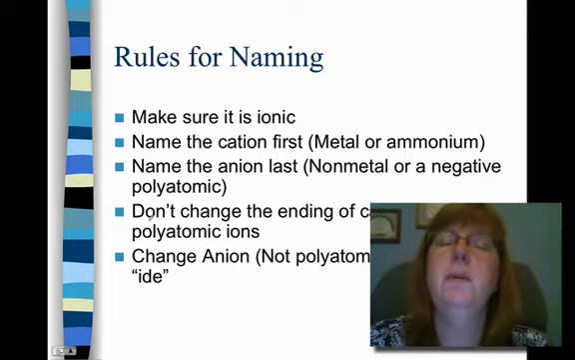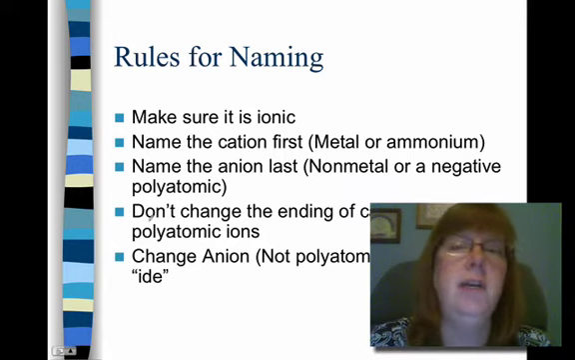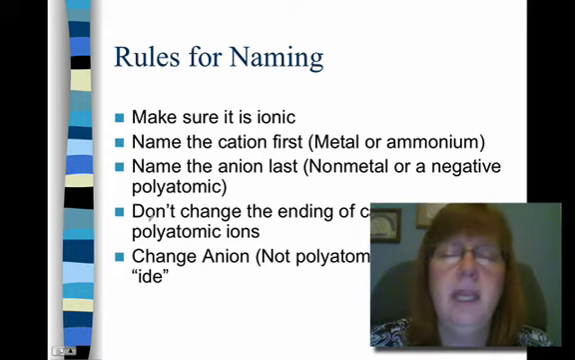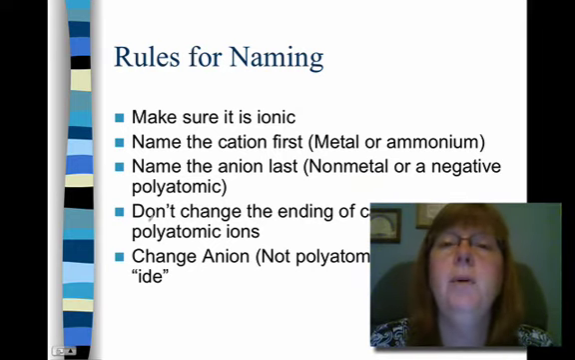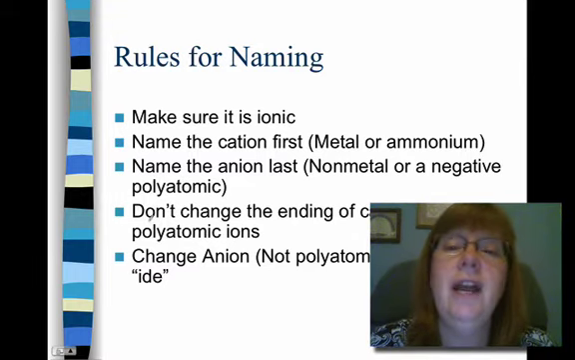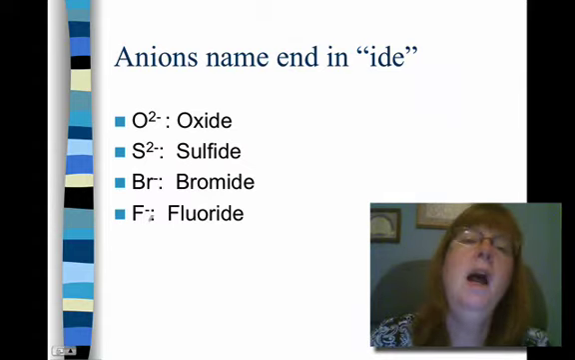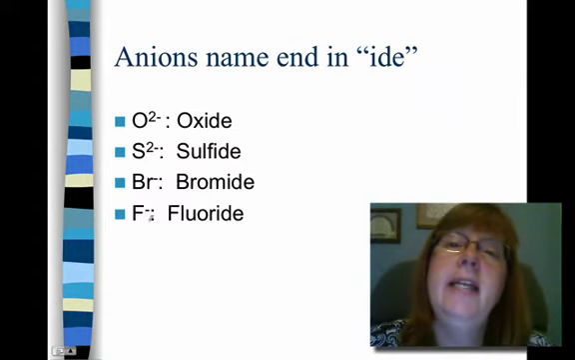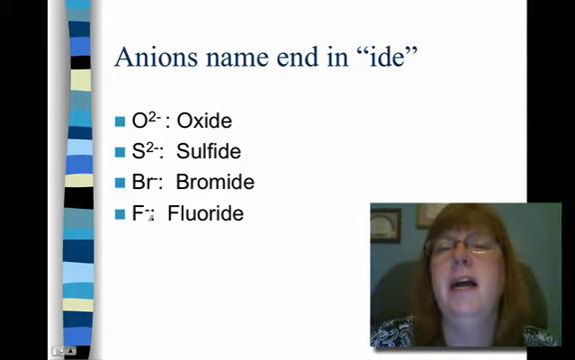All right, so the metal ions don't change their name. You just say their name, like sodium, potassium, calcium. Ammonium, keep it the same. Polyatomic ions just do not change their ending at all. But nonmetals like chlorine, bromine, we're going to change their ending. And let's have a look at that. All right, the anions we're going to end in "ide." So O with the 2- charge would be oxide.